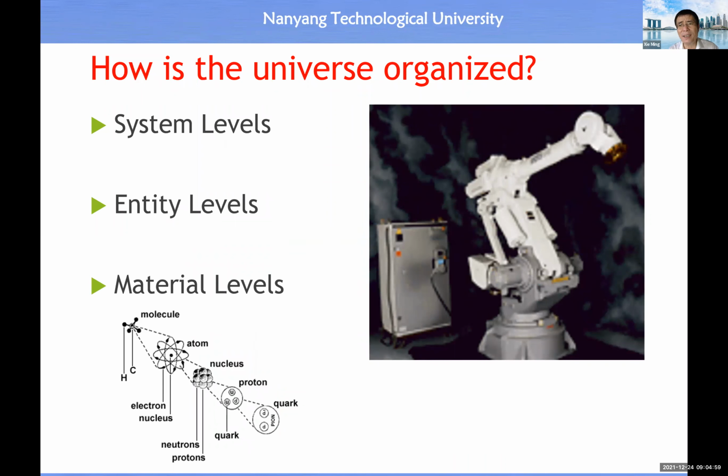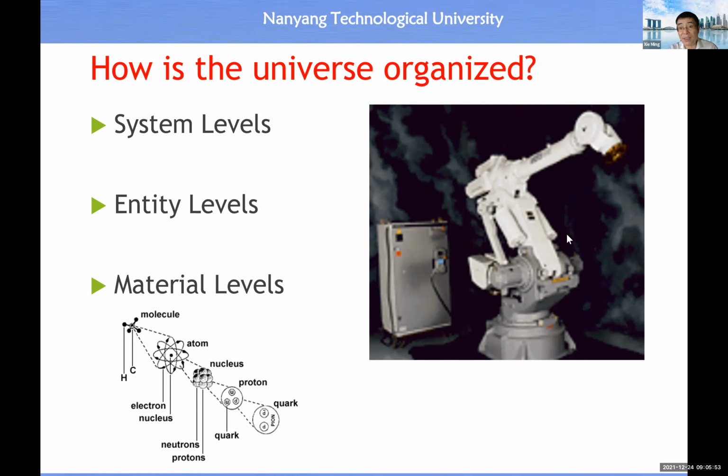And another thing is important for you to understand, besides the size. The universe is big, the universe is also very, very small. Then how is the universe organized? It's quite interesting for us to know the answer. The universe is organized in three levels: system level, entity level, and then material level. Our focus is on the system level and the entity level. Maybe we cover a little bit of the material level, but we will not go below the material level. We are not going to design the sensor to measure the property or the signal emitted by molecule, atom, nucleus, proton, quark, etc. So these three levels should be our focus for the design of a measurement and the sensing system.